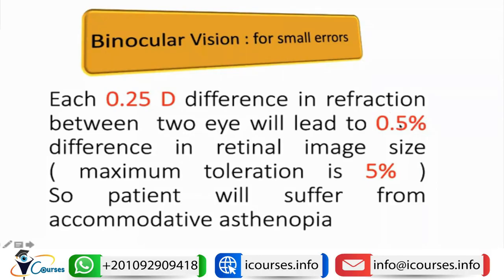So if every 0.5% is caused by a quarter of a diopter, then 5% will be caused by a quarter multiplied by 10. So the maximum that we can tolerate is about 2.5 diopters between both eyes. So what happens if we have a difference of more than 2.5 diopters between both eyes? This will lead to a big difference in the retinal image size perceived by both eyes, and this will not be tolerable, so the patient will suffer from accommodative asthenopia. He will not be comfortable with glasses.